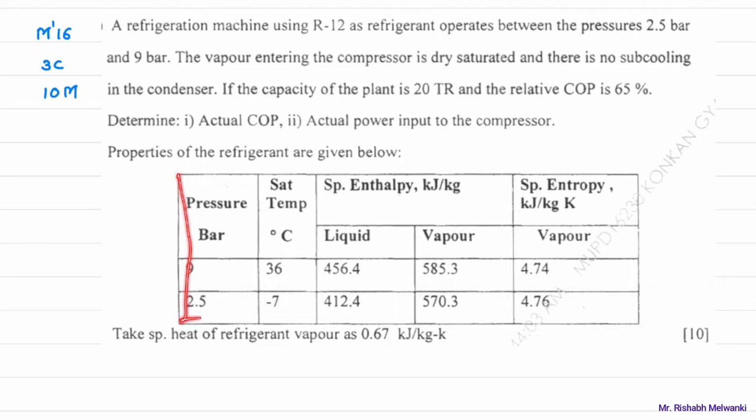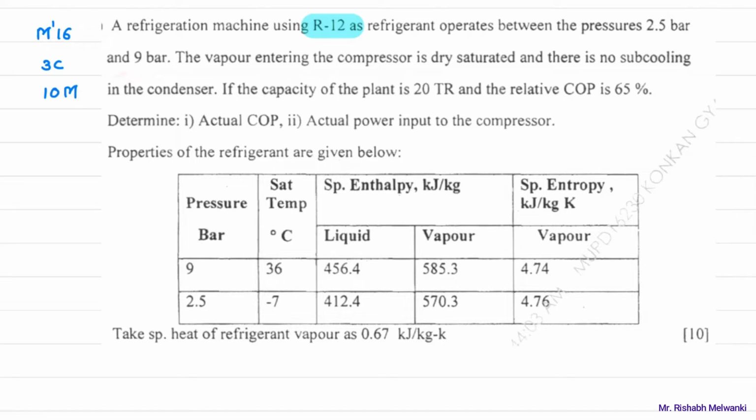This is an extract from a main table for the given refrigerant. So here we will first see the question. What is the question given? A refrigeration machine using R12 as a refrigerant. So the refrigerant over here is R12, operating between pressures 2.5 bar and 9 bar.